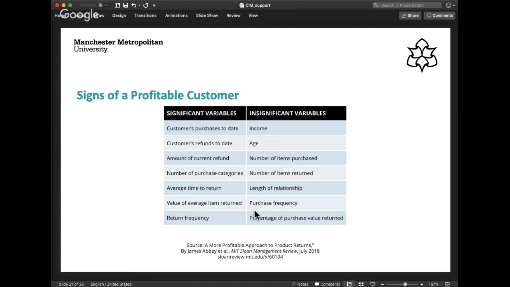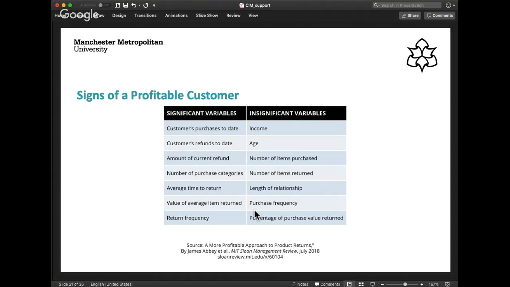What is the purchase frequency, and what is the percentage of purchase value returned? So what we need to think about carefully instead is how many purchases the customer has made to date, and what the characteristics of those purchases are. What are the customer's refunds to date? This is how much they've spent, and this is how much we've had to refund them. How much of their spend have they refunded?